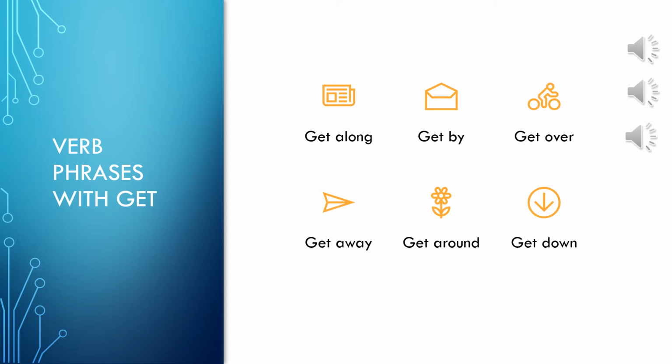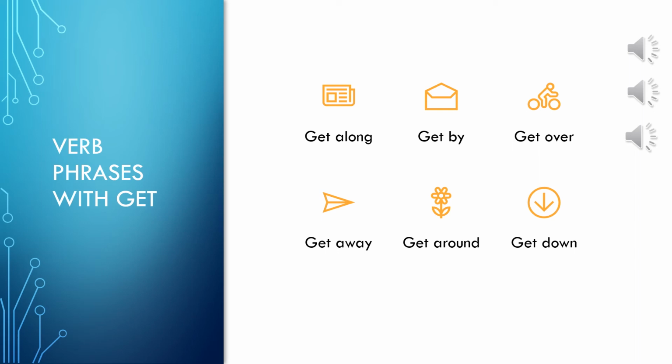First of all, we need to understand what is called verb phrases or phrasal verb. A phrasal verb is a verb with another word or words indicating tense, mood, or a person. So that is called a phrasal verb.